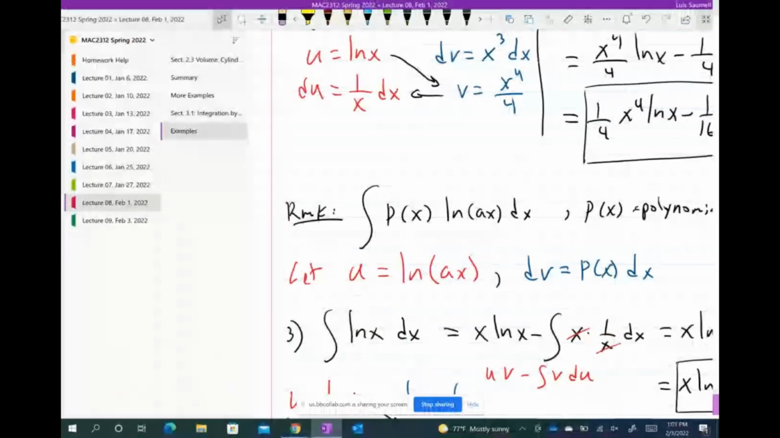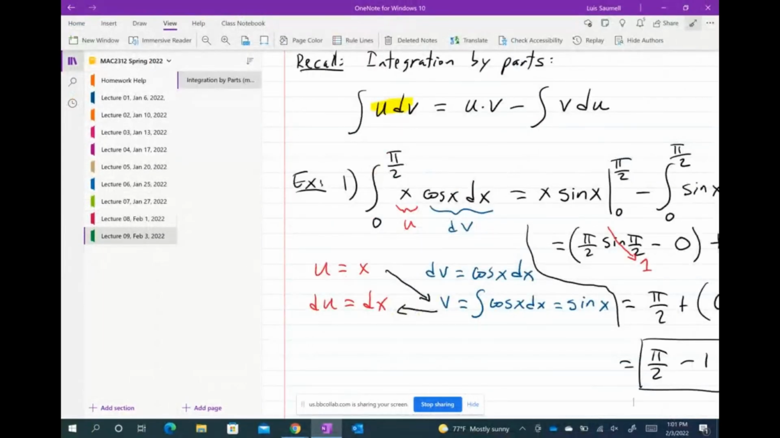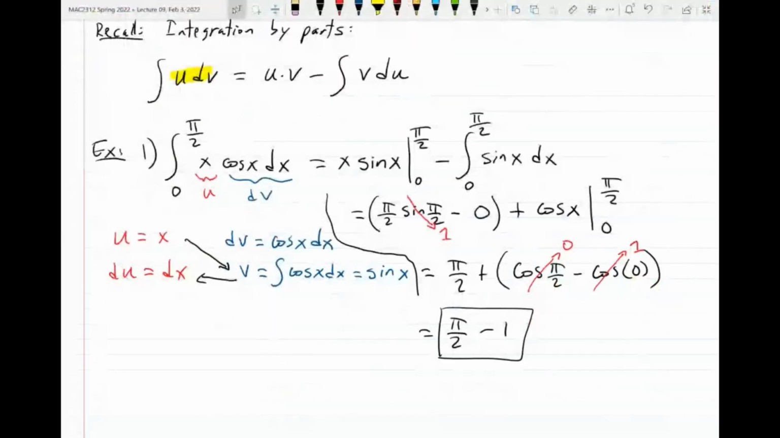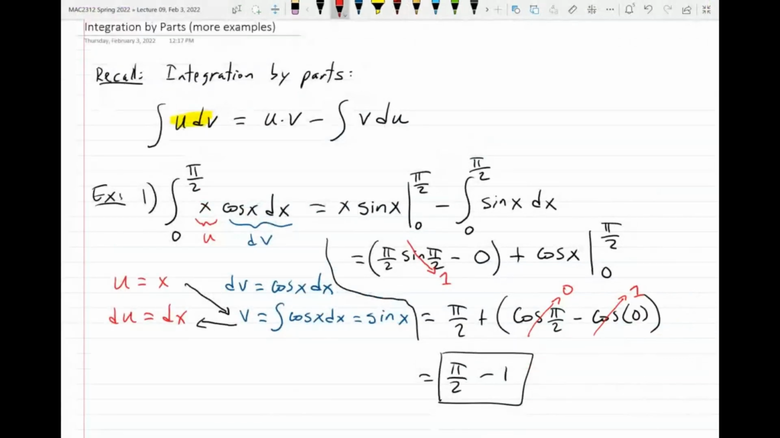Now, the reason why this is the best thing to do is because when you use integration by parts, you are changing this integral for this one, really. Your integral is not going away. You're just changing one integral for another one. The hope is that this other integral that you get is easier to do than the previous one. So let's take a look at this.